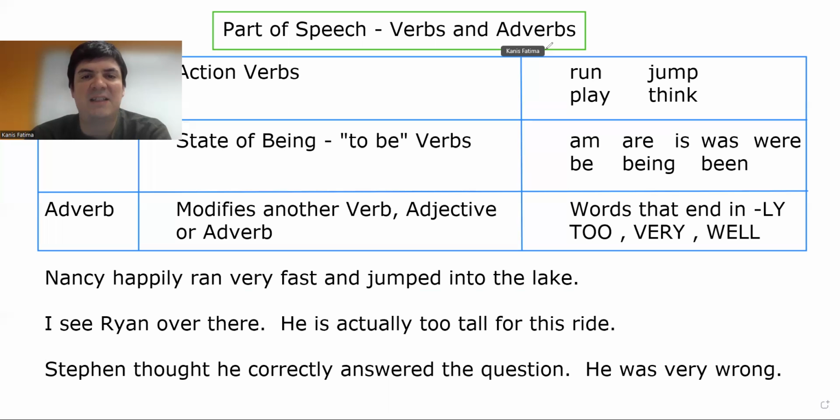For example, if I said, I am happy, there is no action in the sentence. Happy is just describing my state of being. Therefore, we use the to be verb am.